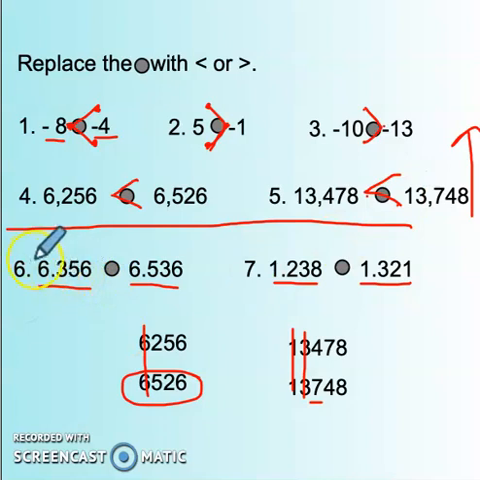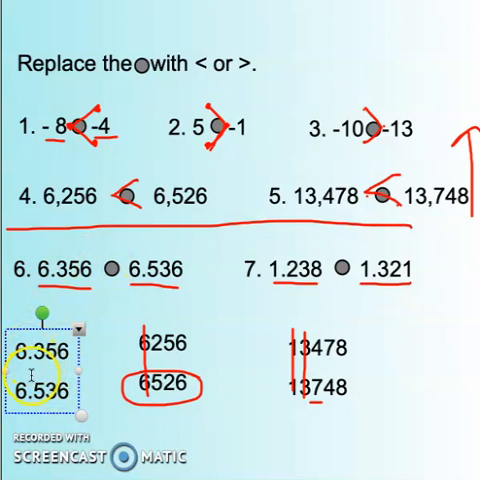Now, I just wanted to throw these in here. I know we're only dealing with integers, and that means no decimals, but I want you to see that it is very similar to actually working with whole numbers. Because if I still write out 6.356 and I write out 6.536, even if I just ignore the decimal point, it's the same as writing it out like this or writing it out like this.